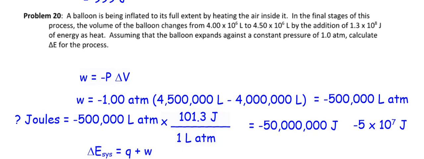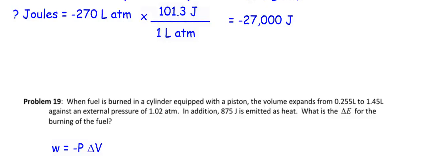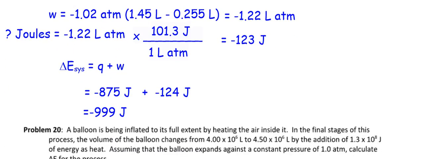I need to be solving for energy, so it's Q plus W. What's happening with Q? Did you see what it says? By the addition of energy as heat. So heat is being given to the system. Is it a positive 1.3 times 10 to the 8th or a negative? If you said positive, you're right. The addition is going to be a positive number.